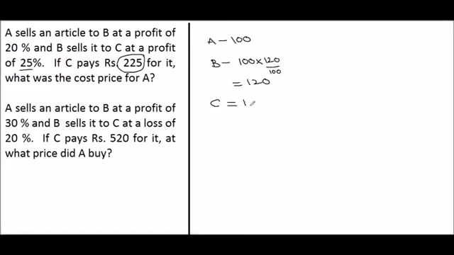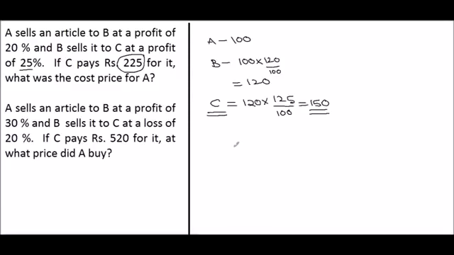Now, C should purchase that one at a price which is equal to 120 into, after taking 25% profit by B, 125 by 100. Simplify this, you will get 150. Finally, C paid 150 for this one according to the given figures in the question. Now the question finally: if C pays 225 for that, what was the cost price for A?